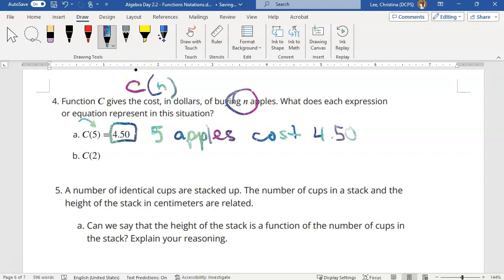N is the independent variable, or the input, and then the output is how much it costs, or the money that we're going to pay for it.